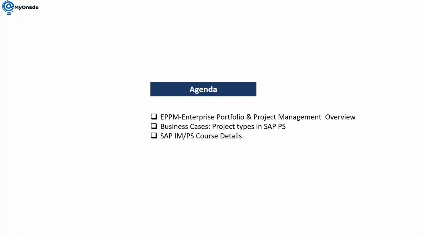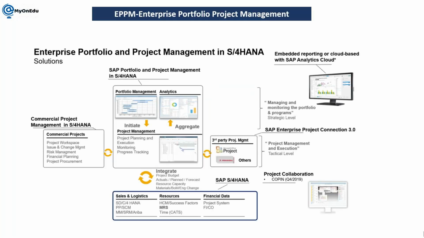First of all, let us understand what EPPM is: Enterprise Portfolio and Project Management. Basically, EPPM is a package of multiple modules in SAP. As we know, in SAP we have modules. A module is simply an area where you have similar transactions. For example, when you are managing your inventory or your procurement, that comes within Material Management. Similarly, when you are managing your project activities, that comes under Project System.